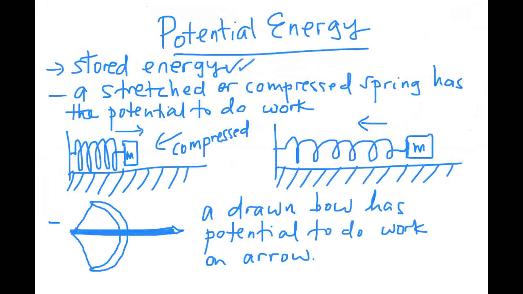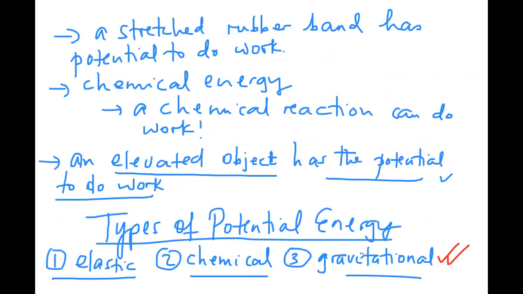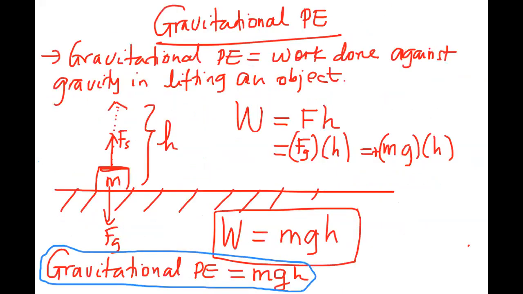Stored energy. We gave an example of a stretched or compressed spring. It is said to have the potential to do work. If you stretch or compress a spring, a drawn bow has potential to do work on the arrow, as you can see here. That's elastic potential energy. We have looked at chemical potential energy, and we summarize to say that stored energy can be elastic, chemical, or gravitational. And we moved on to look at gravitational potential energy.